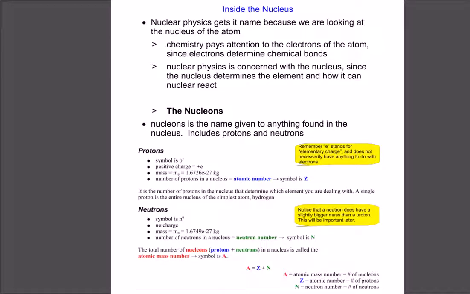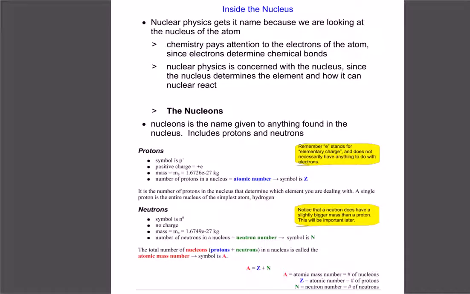First of all, we call it nuclear physics and nuclear reactions because we're dealing with what's happening to the nucleus of the atom. In chemistry, quite often, we mostly pay attention to the electrons, because it's the electrons that determine the bonds and how the chemicals react to each other and so on. In nuclear physics, we're worried about just the nucleus because it's the nucleus that's determining what the element is and how it's going to disintegrate or give off energy or absorb energy and so on. So first thing we'll do is let's make sure we know what the nucleus is made of.